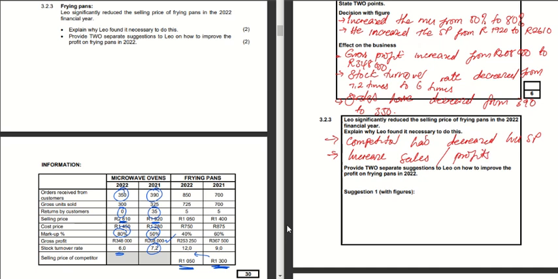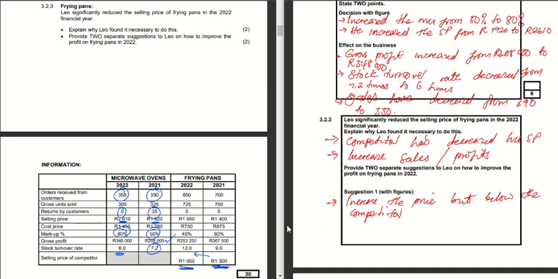Now, two suggestions on how we can improve the profits. Suggestion number one is that you can increase his price, but it has to be below the price of the competitor. You can increase his price, but let it be below the competitor, so that he can have an advantage over the competitor.